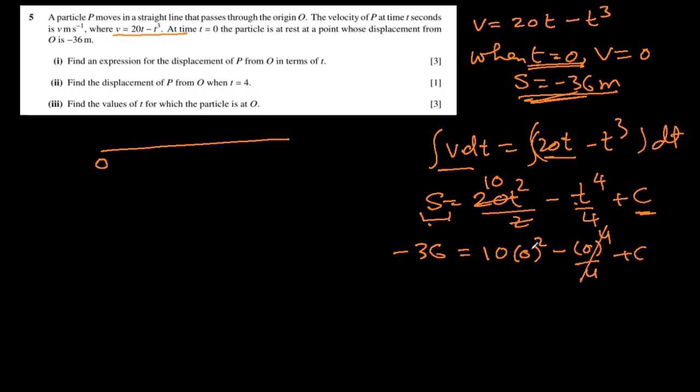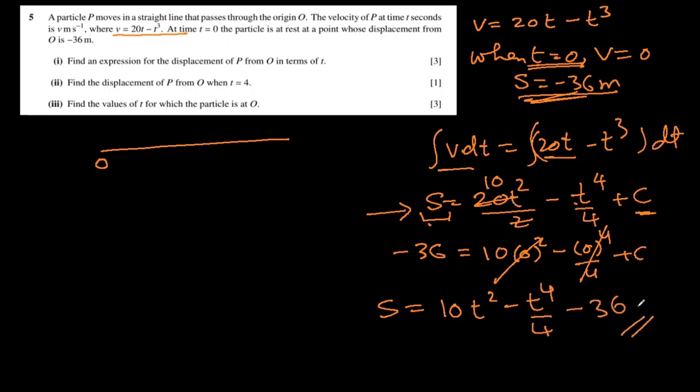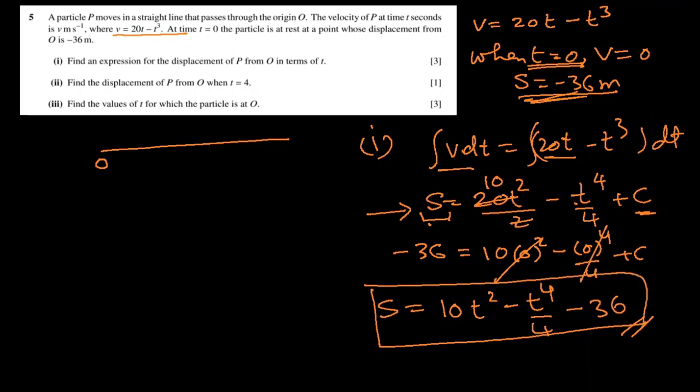So c is equal to minus 36. Our equation, if I substitute the value of c, becomes s equal to 10t² minus t⁴/4 minus 36. This is the answer to the first part, which says to find an expression for the displacement. This is the expression they wanted.